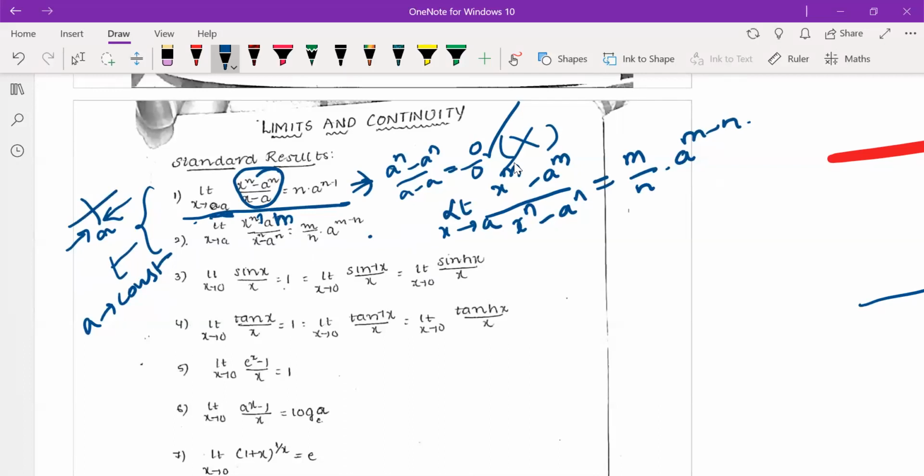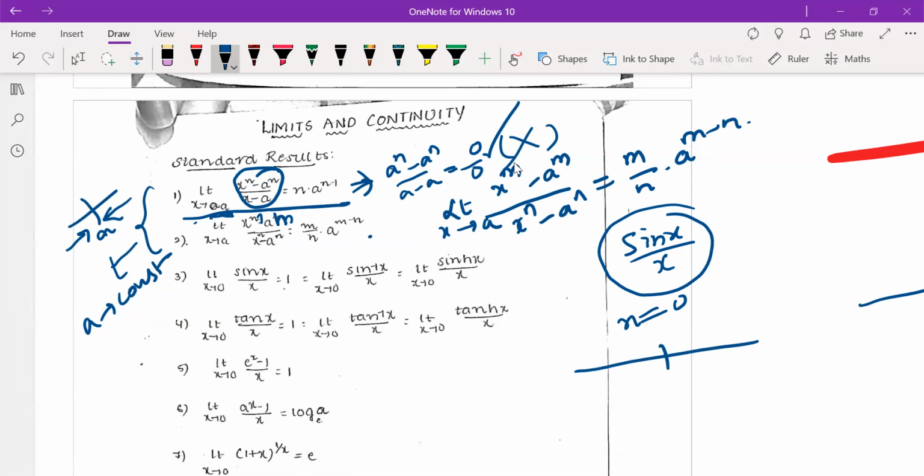Next, third one, limit x tends to 0 of sin x by x. Even in this case, the value of function at x equal to 0 doesn't exist. But the limit exists: when x moves in the neighborhood of 0, this value tends to 1. So the limit is nothing but reaching of that point. The limit when x reaches 0 is 1. The same case with sin inverse of x and sin hx. Same with tan x, tan inverse of x and tan hx.